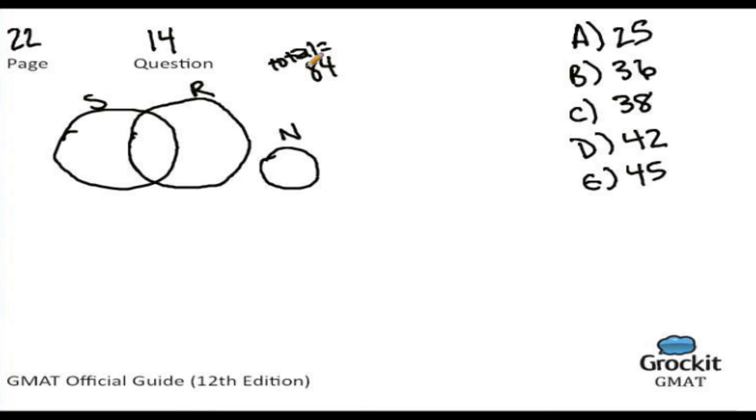Okay. So we know that 35 volunteered to supervise children during the school picnic. Now that says 35 volunteered, not 35 volunteered to only supervise. So the 35 is the whole circle S here. We don't know how many are doing just the supervision, or how many are doing both. 35 is the total circle.